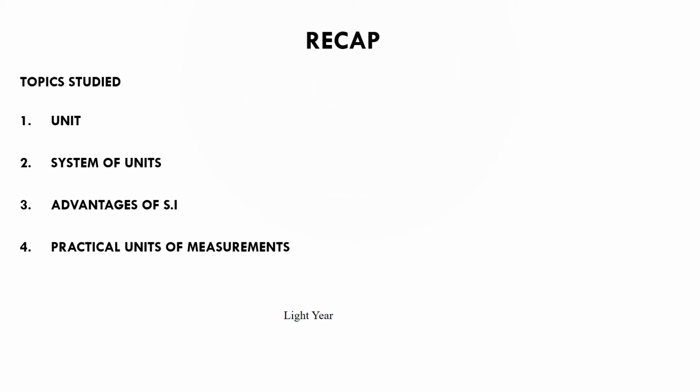And light year? Light year was the distance traveled by light in 1 year, which was 9.46 into 10 to the power of 15 meters. Also, we studied about parsec. Parsec is the radius of a circle at the center of which an arc of the circle, one astronomical unit long, subtends an angle of 1 second. And what was the value? 3.084 into 10 to the power of 16 meters. Now let's start today. Dimensional analysis.